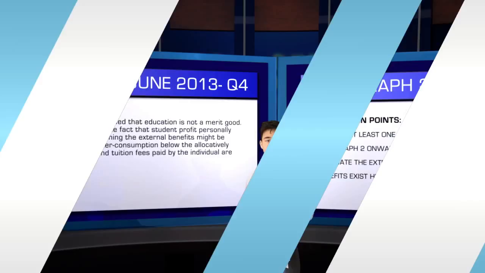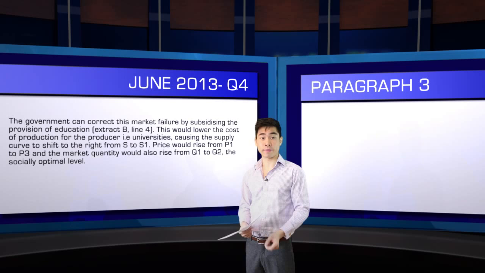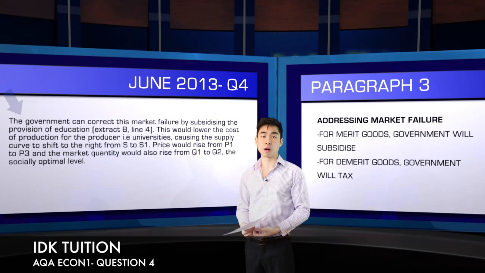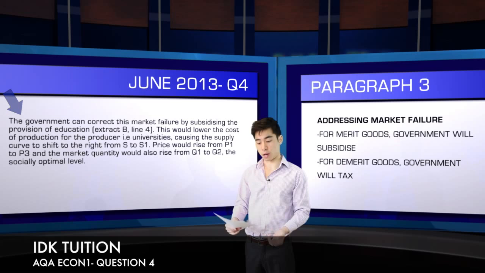So following on from paragraph two, where you've introduced market failure in the context of the question, paragraph three, you're always going to be talking about how the government can address this market failure. So in the instance of merit goods, like we have in the question, you're going to be talking about the fact that the government could subsidise merit goods to reduce this underconsumption, thereby correcting market failure. On the flip side, if the question was on demerit goods, you'd be talking about how the government could tax the demerit goods, lowering consumption and addressing market failure in that way.